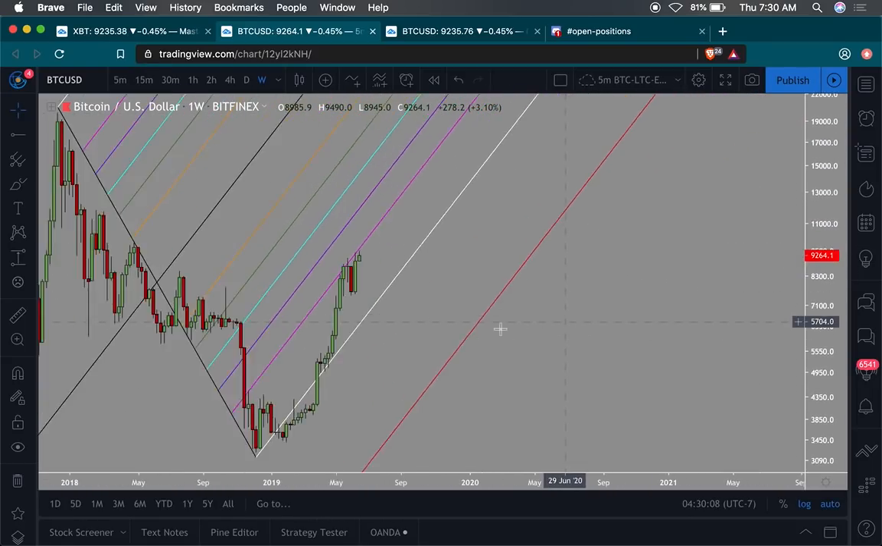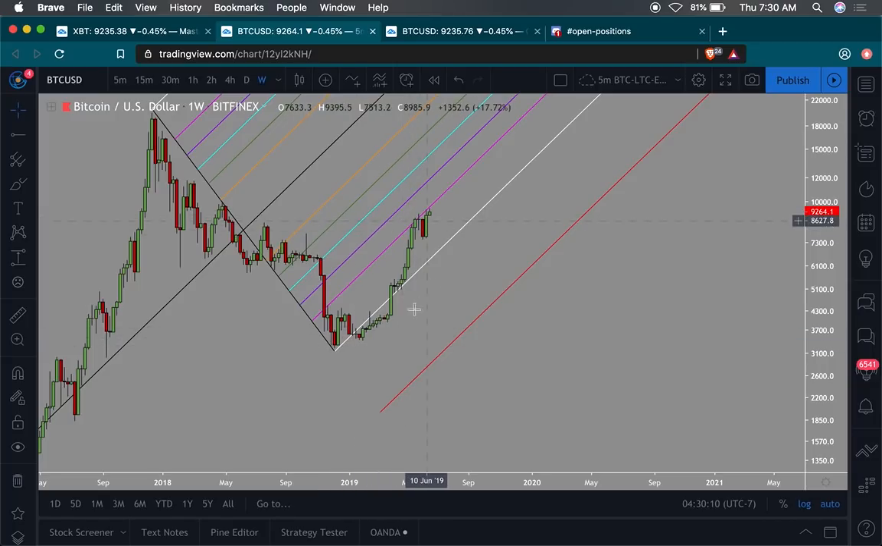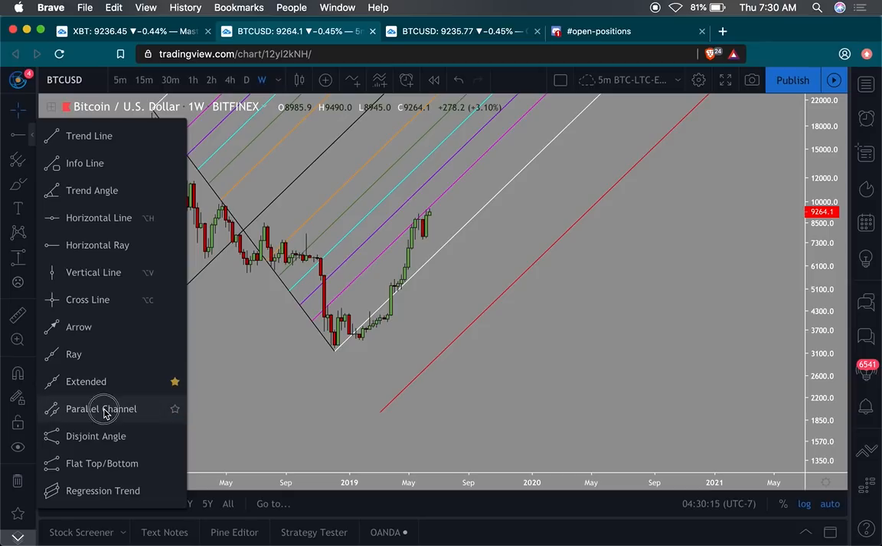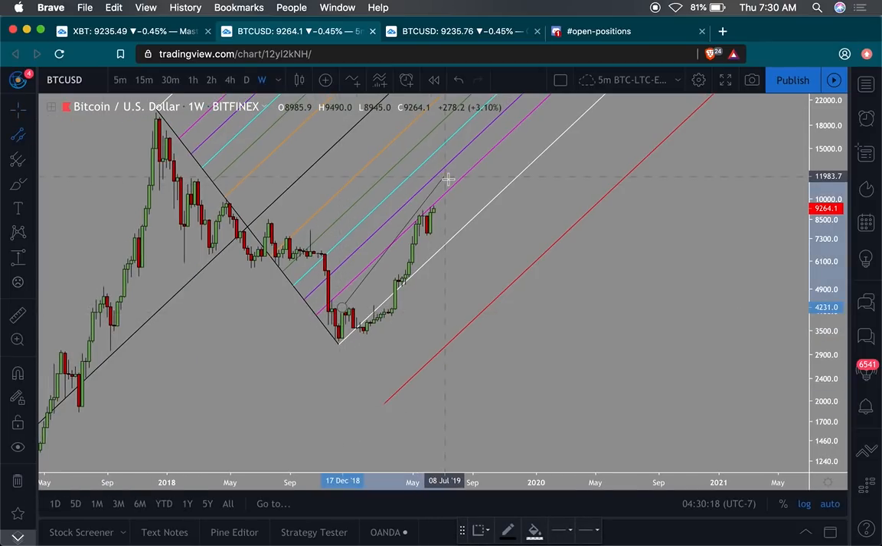And let's see, I guess also within this weekly pitchfork, we still are in a parallel channel, kind of like this. It's hard to sort of draw, but I guess it's sort of like this.